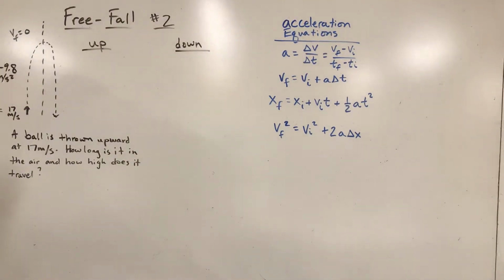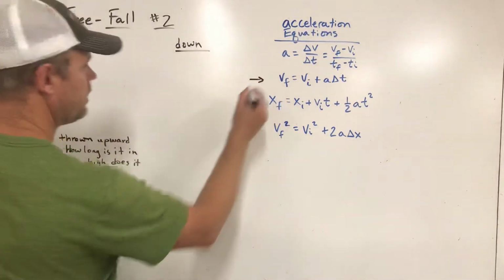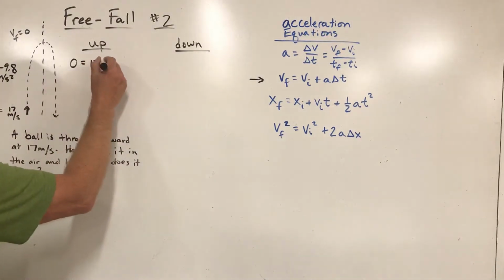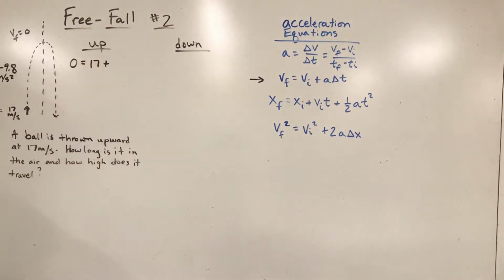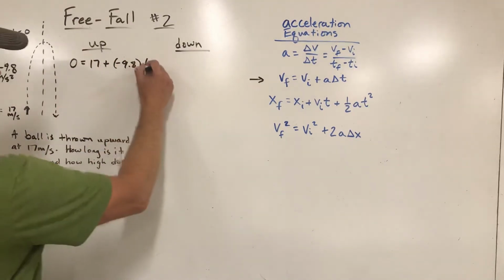So let's do some easy physics. Final velocity is 0. We're doing this one right here. Initial velocity is 17. Acceleration is negative 9.8 because it's slowing down. And time, we don't know.